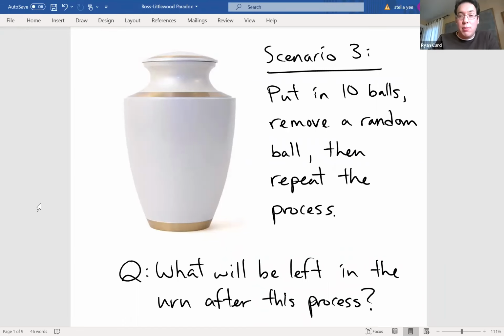Would it be empty like in the first case where we were removing the smallest ball? Or would it be infinitely many balls with some being left over in there? Or is there going to be finitely many balls? That's a weird situation, but what do you think will happen? Let's work it out.